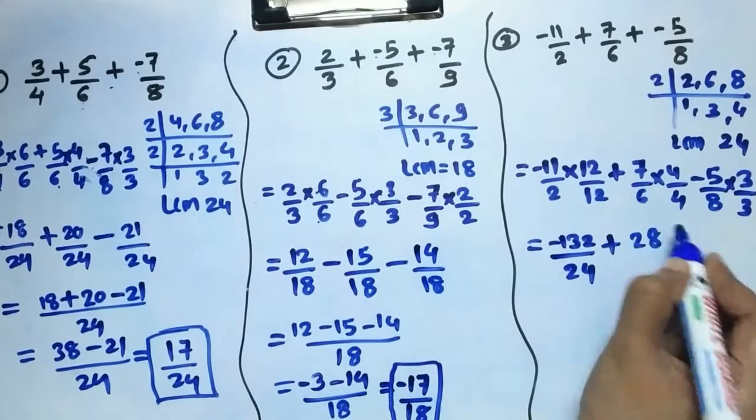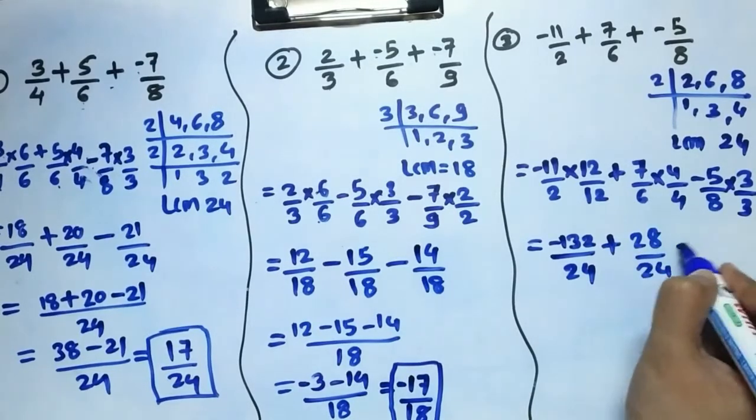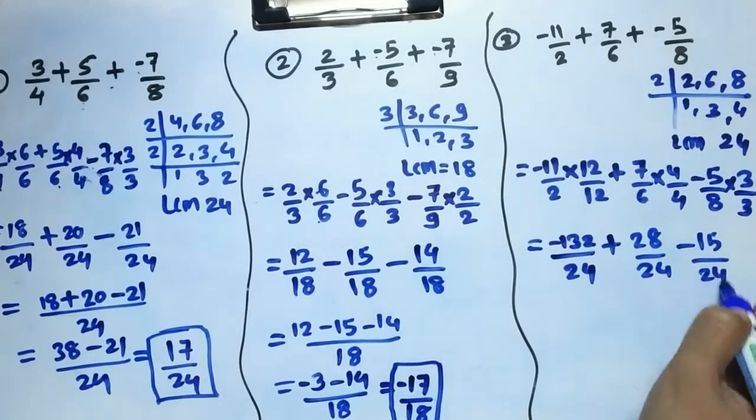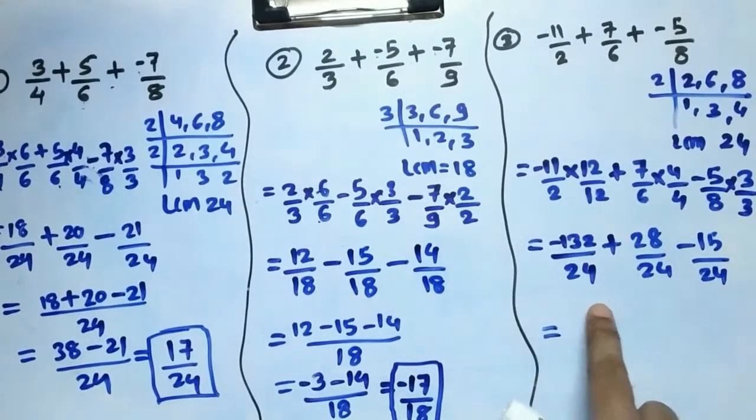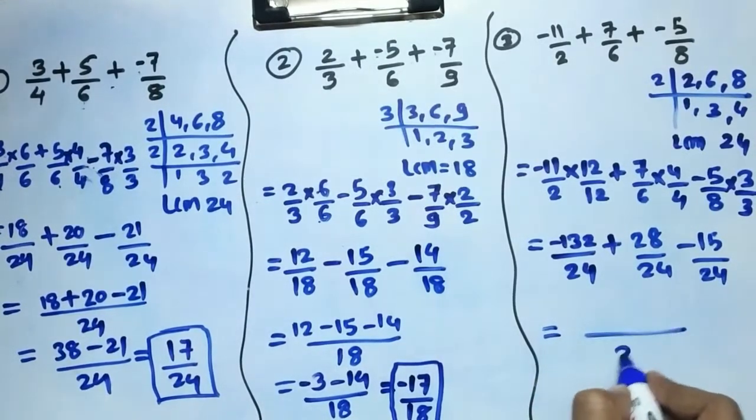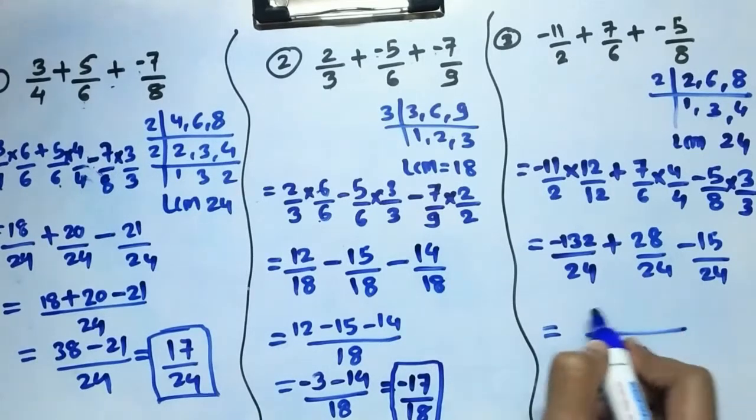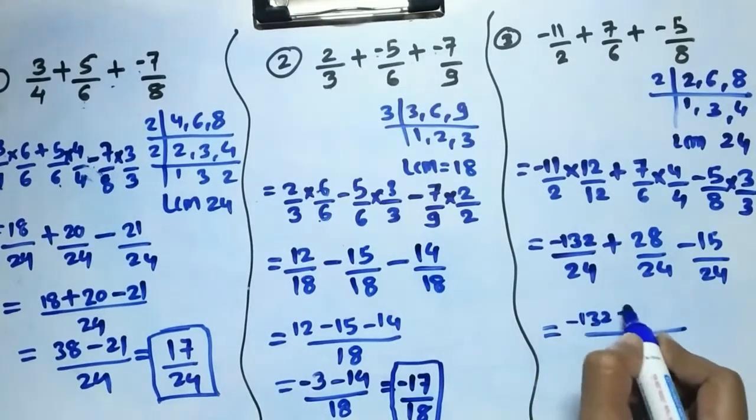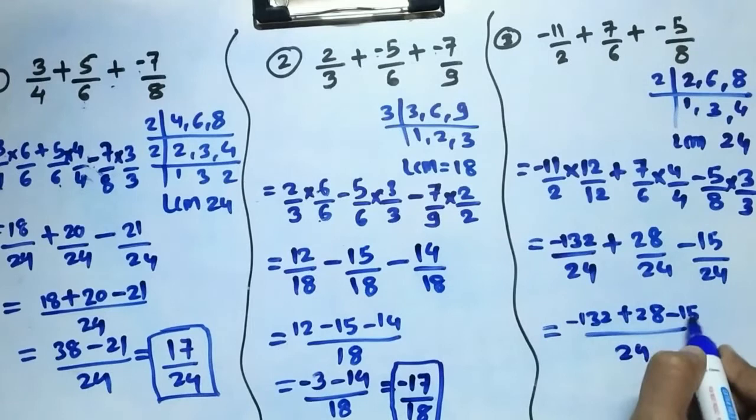Plus 7 4s are 28. Again 24. Minus 15 upon 24. Friends, observe here all are the equal denominator. Write 24 once. And now you need to write minus of 132 plus 28 minus 15.